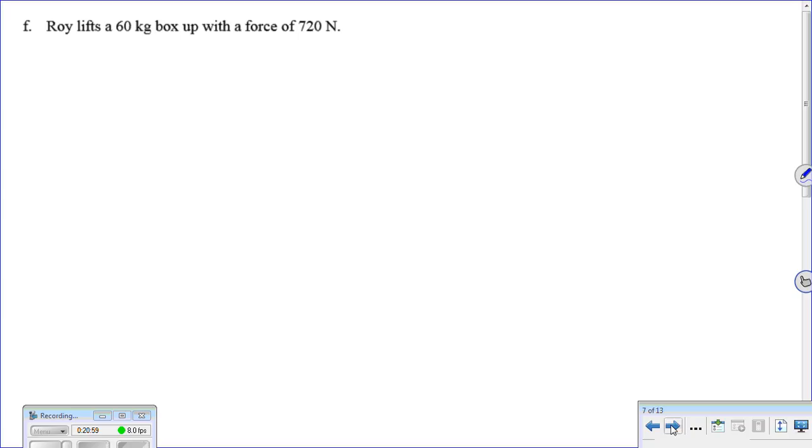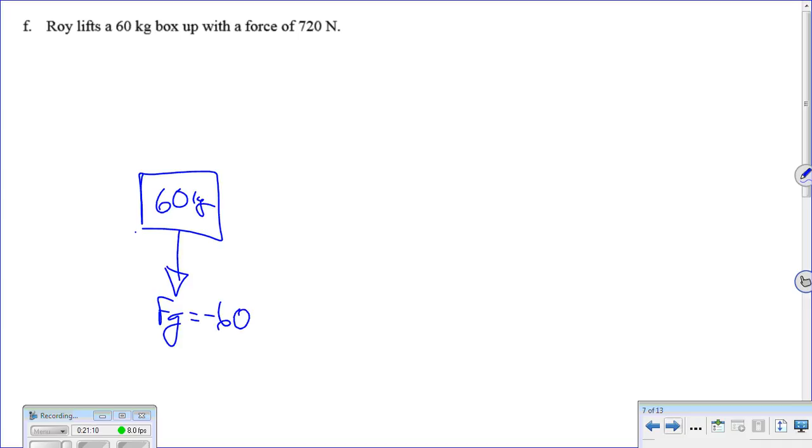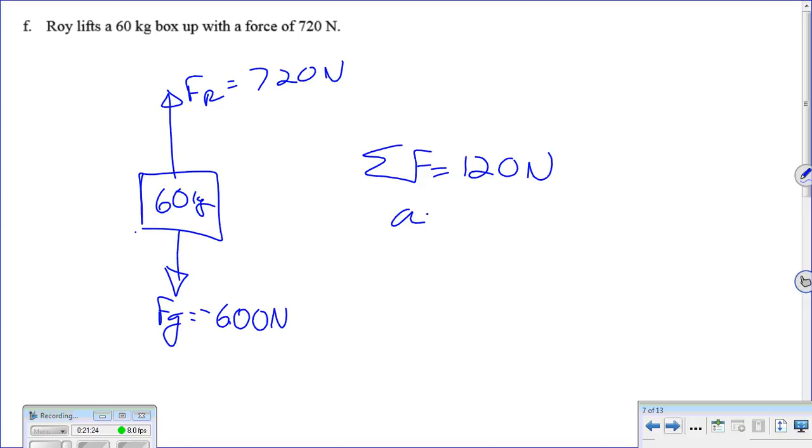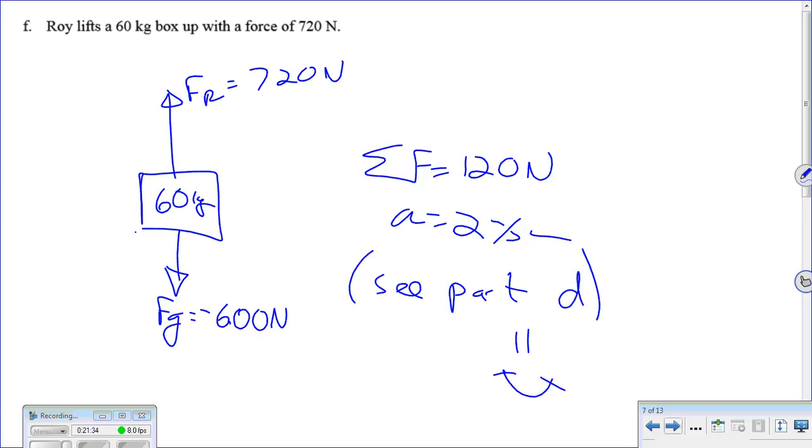Alright, F. This is the same as D. So I'll run through it real quick. Here's what your answer should look like. 60 kilograms. Gravity. That's a 6. Force of Roy. Net force turns out to be 120. Acceleration turns out to be 2. Same as D. Good?